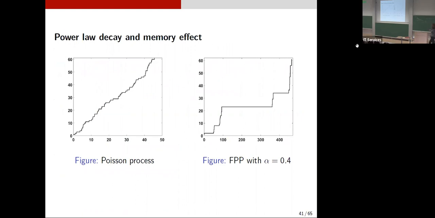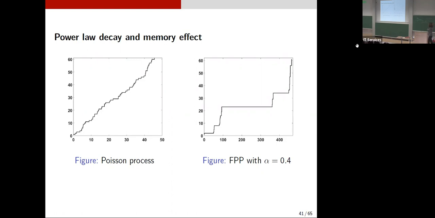In particular, I can describe these results by means of this plot, since here we have an example of a trajectory of the standard Poisson process, and here on the right we have instead the fractional renewal process or fractional Poisson process, when the derivative is taken equal to the Caputo fractional derivative of order, for example, 0.4.